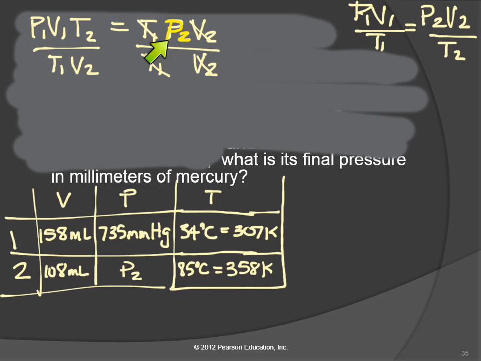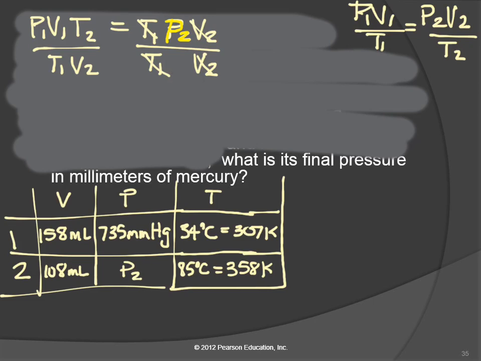I'm looking at this variable that I want to find. I want an equation that says P2 equals something. So I need to rearrange this. So I have to get rid of T1. I do that by dividing by T1. And I have to get rid of V2. I divide by V2. Because anything divided by itself is 1. You multiply it by 1, it doesn't change anything. And then if I divide this side by T1 and V2, I have to divide the other side by the same thing.